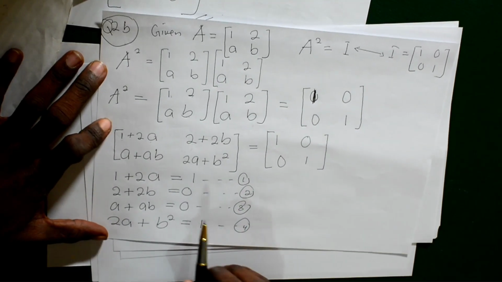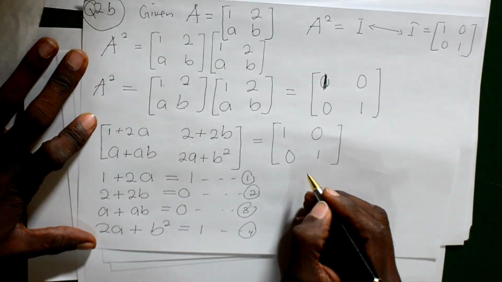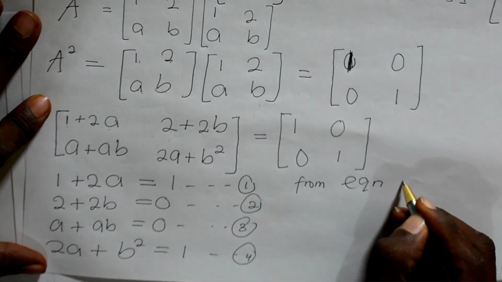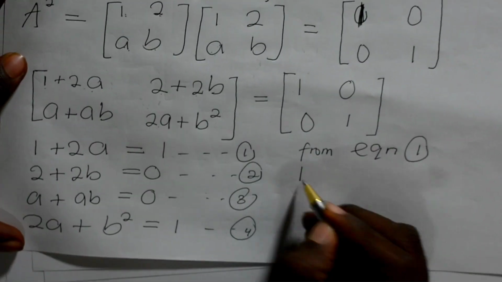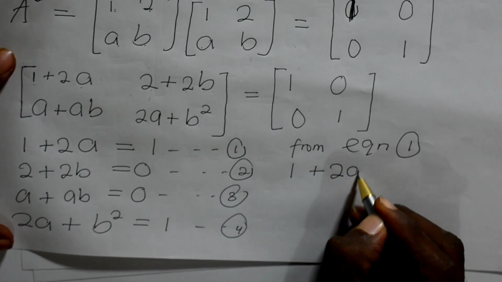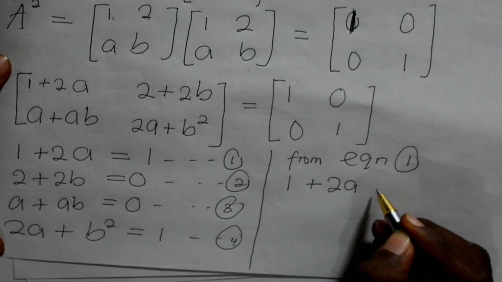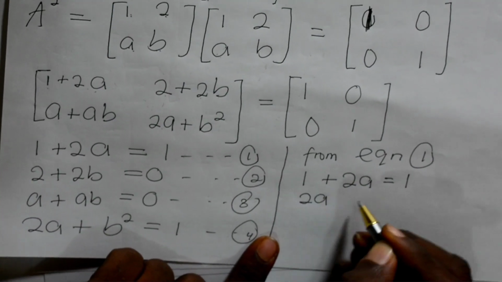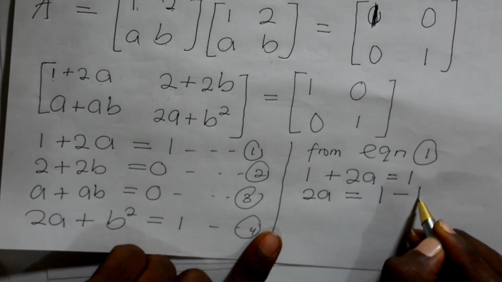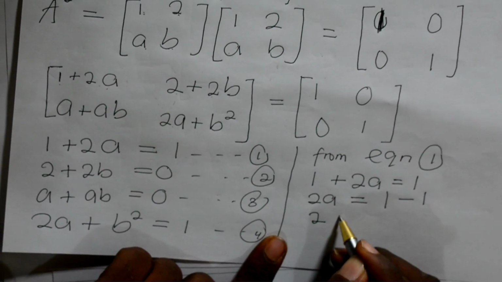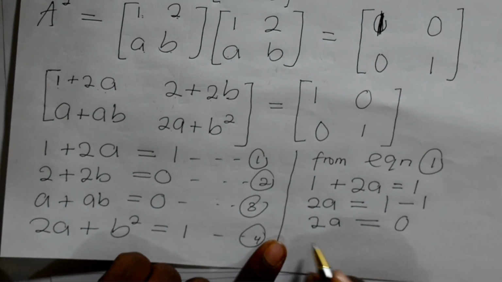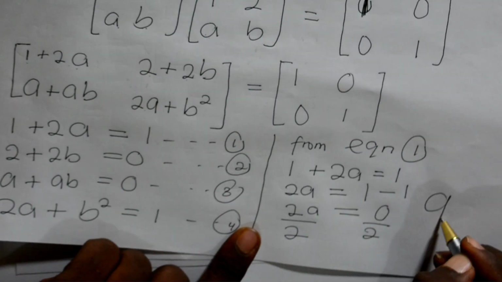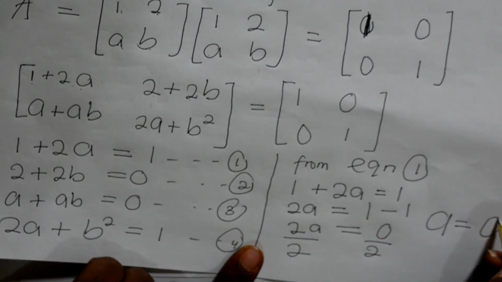So now we are going to find a from the first equation. From the first equation, 1 plus 2a is equal to 1. Then making 2a the subject, 2a will be equal to 1 minus 1. 2a will be equal to 0, all over 2. a will be equal to 0.